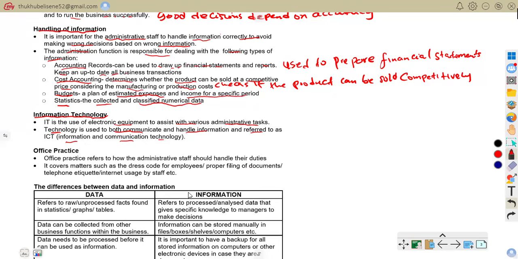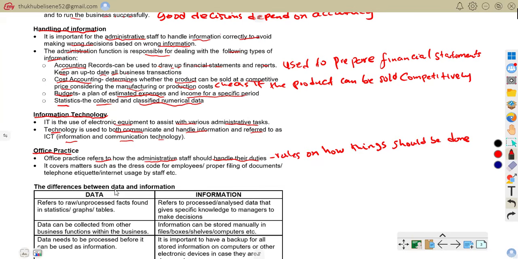Now we come to office practice. It says office practice refers to how the administrative staff should handle their duties. Meaning, we're talking about rules on how things should be done. For example, following proper filing procedures. That is that.